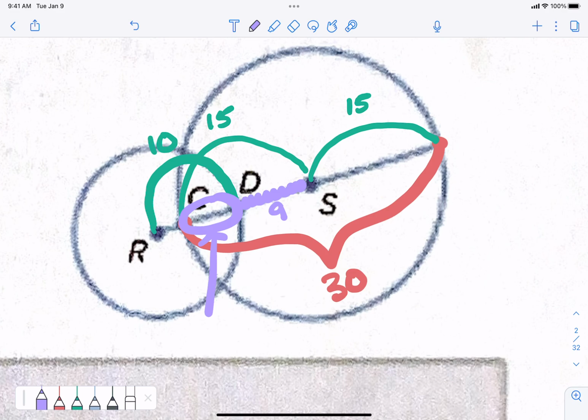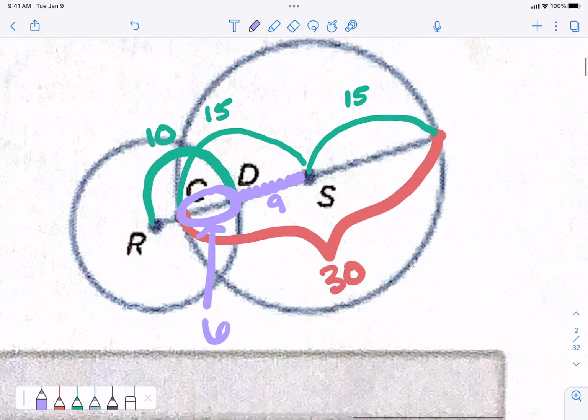Now, sometimes they'll go one step further and they won't ask you for this one, but they'll ask you for this one instead. How do you solve for that? You find this one first, which is 6. And then what would this be? 4. This would be 4, right? If they're asking for that, then you would just subtract from 10.